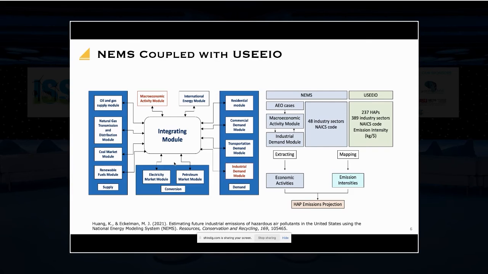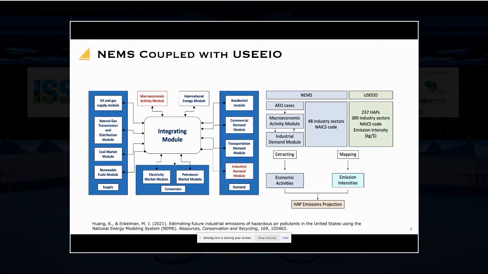We basically couple the NEMS model with the USEEIO model to calculate the HAPs emissions. The USEEIO model is an economic-based life cycle assessment model developed by the US EPA to assess environmental impacts based on monetary flow. There is a satellite table included in USEEIO, which has compiled and calculated the emission intensities in monetary flow for all the HAPs emissions. What we do is extract the emission intensities from the USEEIO model and map them to the NEMS industrial sectors. And then finally, we can estimate the HAPs emissions in the future.